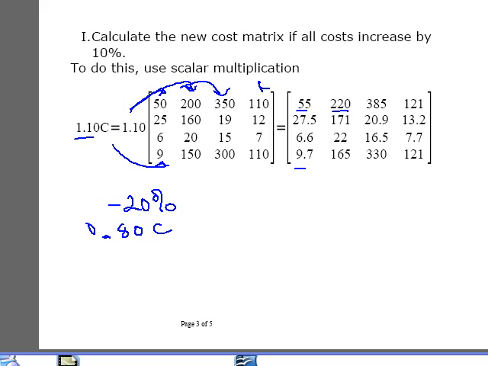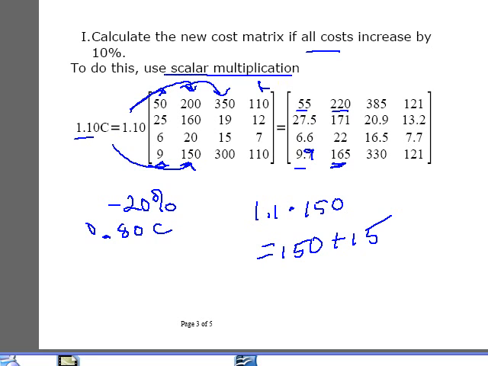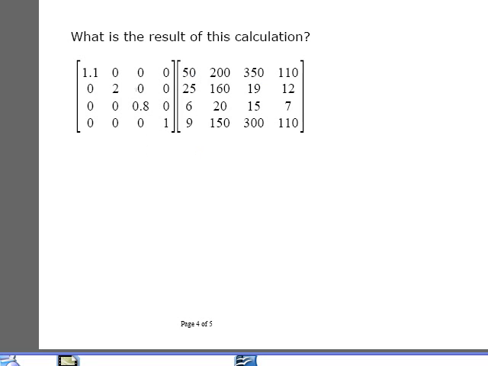That's pretty interesting. I think 1.1 times 9 is 9.9. And continuing right along, I think that is right, because 1.1 times 150 would be 150 plus 10% of that, which is 15, 165. Okay, type that one in right. So if all the costs increase or decrease by the same amount, you can use scalar multiplication to find the new matrix. Now in this case, I'm just going to show you what happens.